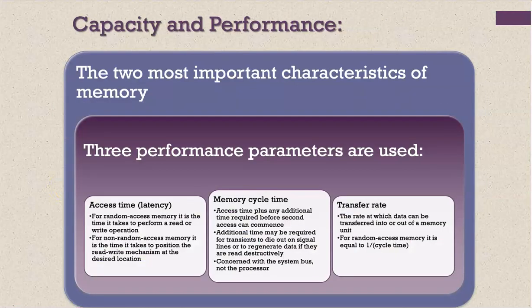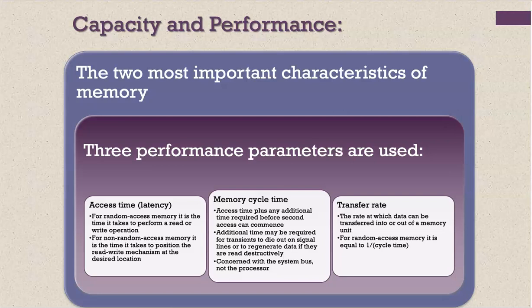So the two most important characteristics of memory are obviously the capacity and also the performance. Capacity in the sense of how big it is, and in terms of performance, how fast it is. So there are 3 performance parameters that we can use to characterize the capacity and performance, which are the access time, or latency, the memory cycle time, and also the transfer rate.